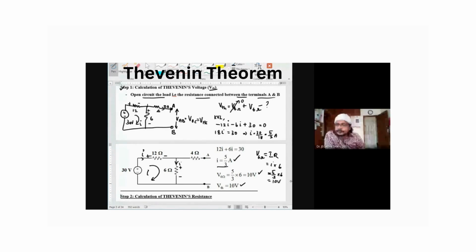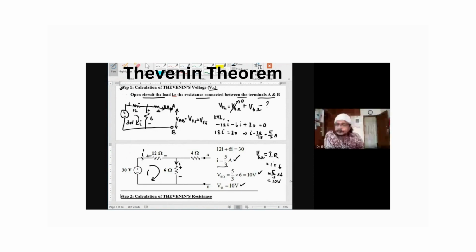What about the others? Yes, sir. Sir, in the above slide, VTH is equal to V of 4 ohm plus V of 6 ohm. Why don't we take the 12 volt, sir?